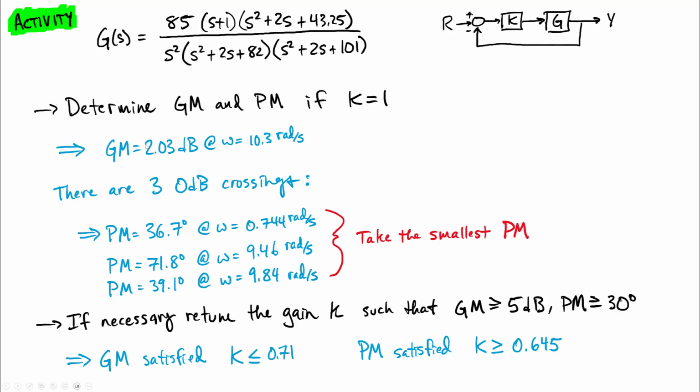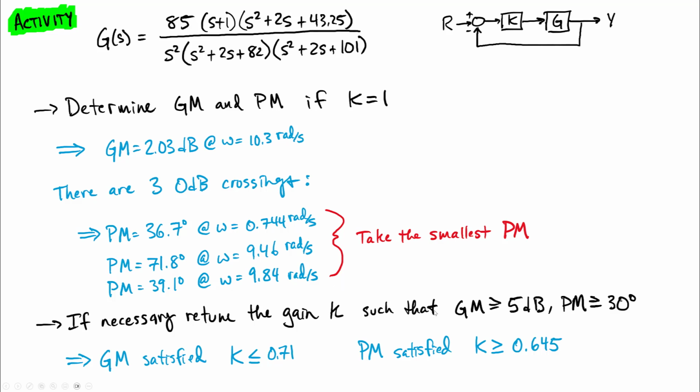So again, we had gain margin that was already read off. We had 3 0 dB crossings that led to 3 phase margins, indicated at these different values. And we take the smallest phase margin. So 36.7 degrees is the smallest, and so that becomes the most important. And so that's the one we report.